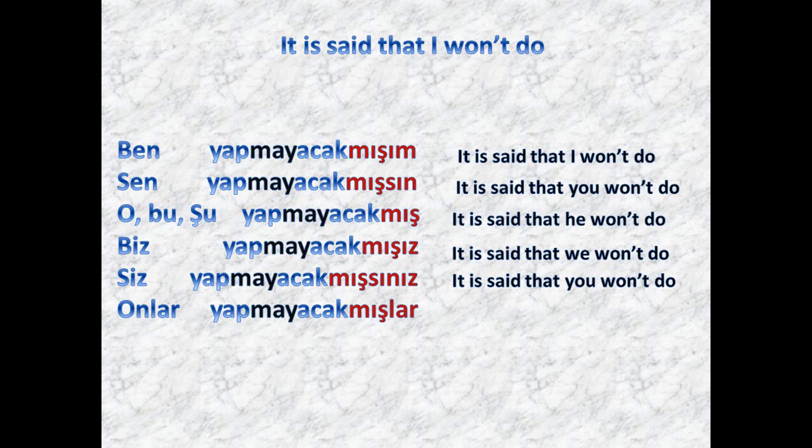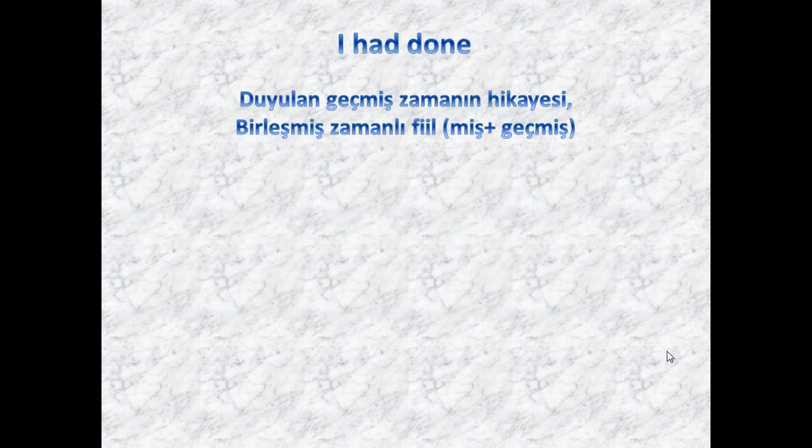Onlar yapmayacaklarmış. Here, if you have noticed, in the last subject we have mışlar. We can change it. This lar can be here, just before mış, like the previous verbs. Verb conjugation that we have, you may see this lar before the last suffix here with a slight change in place. Okay, it means it is said that they won't do, somebody else is going to do. Okay, yeah, we're done here.